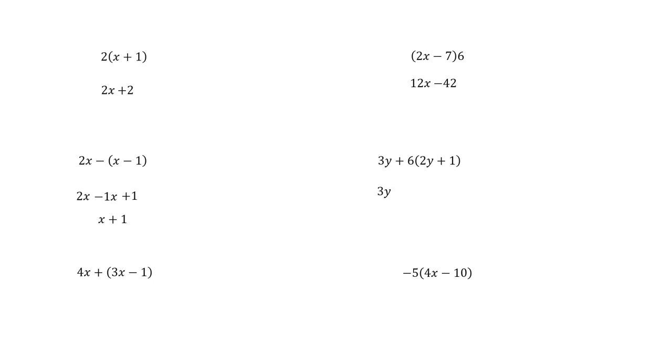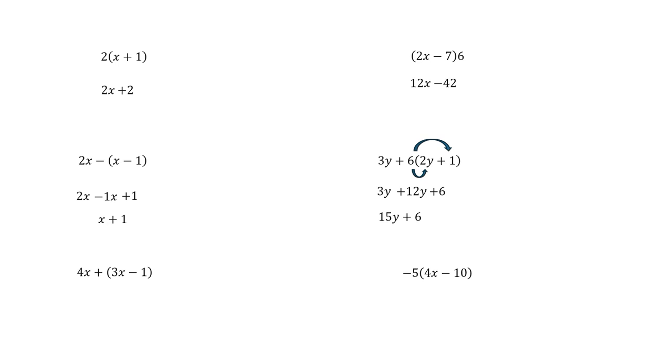Once again, in this example, the 3y is by itself. It's not next to any brackets at all, so we'll just write it in by itself. And then we'll start multiplying the 6 times the values inside the bracket. 6 times 2y gives us positive 12y. 6 times positive 1 gives us 6. Collect the like terms. 3y plus 12y gives us 15y plus 6.